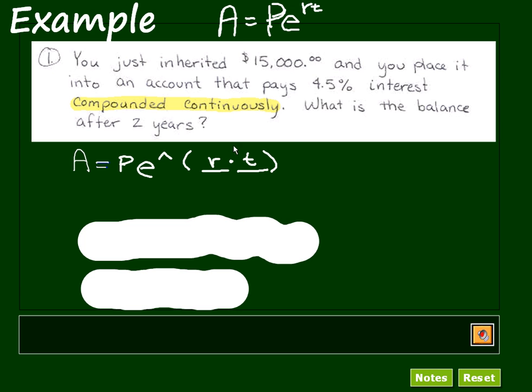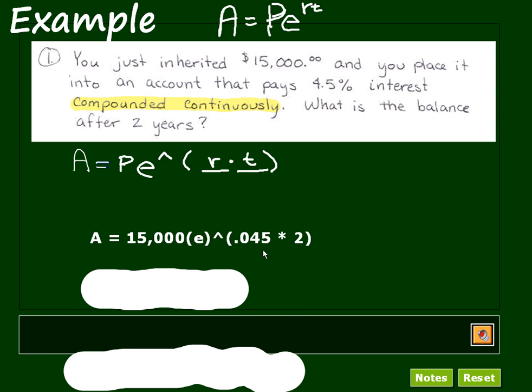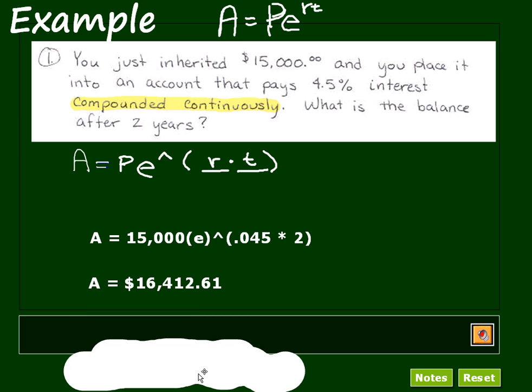But we want to find what is the balance after 2 years. So our T is 2. Our R is a decimal, 0.045. And we need to raise e to the power of that product and then multiply times 15,000. And we get the amount is $16,412.61.